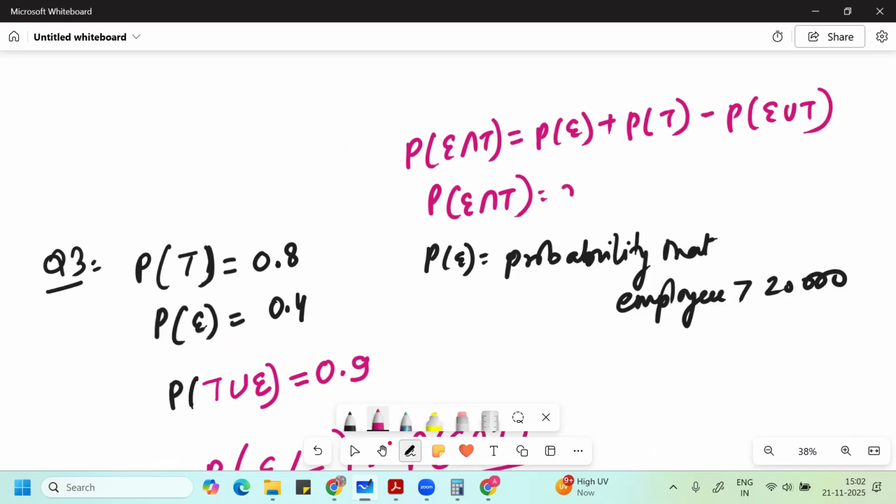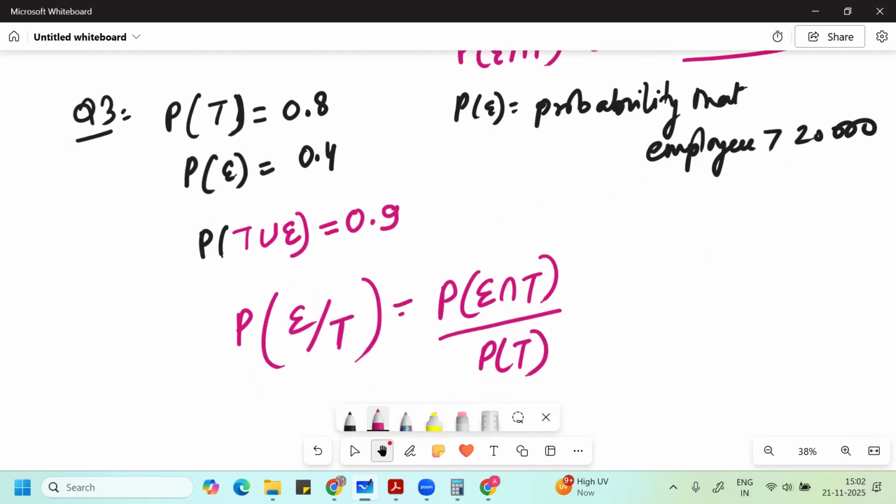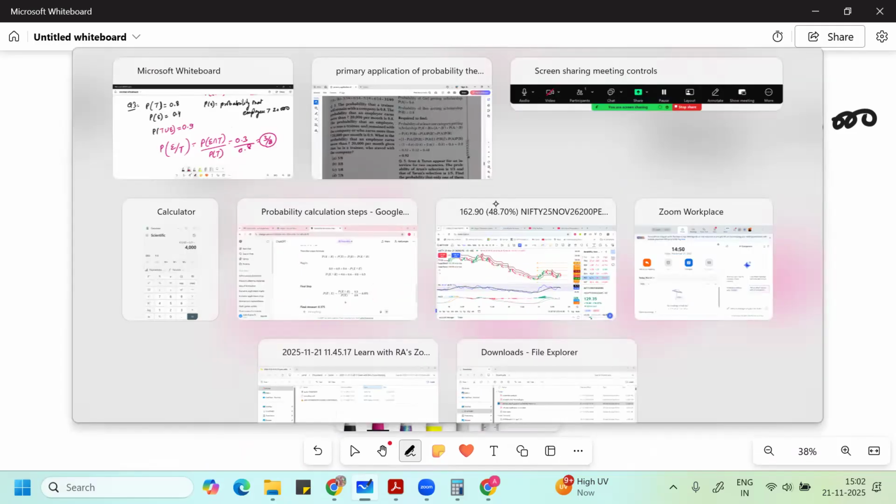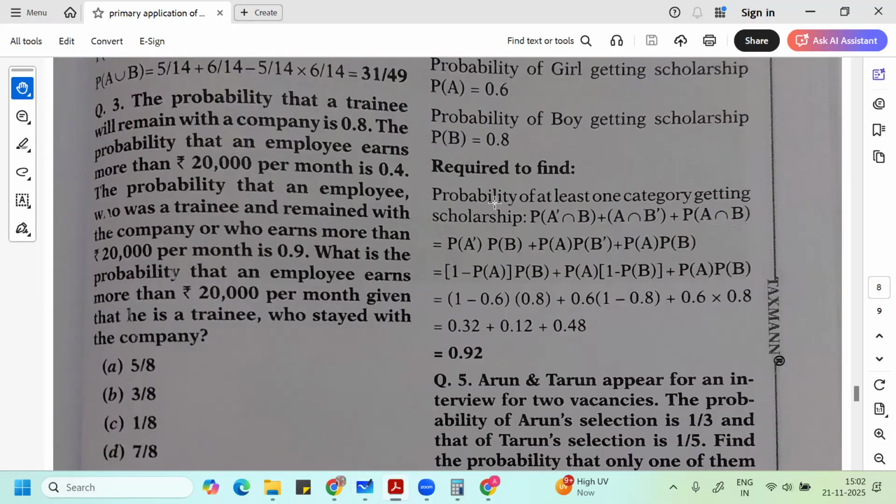So this is 0.8 plus 0.4 minus 0.9. How much will you get? This is minus 0.9, so this would be 0.3. So the intersection is 0.3. Then 0.3 divided by trainee, which is 0.8. So the answer would be 3 by 8. So the answer for this question is 3 by 8. Clear? Option B is the answer.